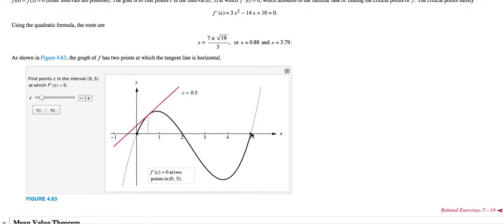So in this case we can take the derivative fairly easily. We get the derivative is 3x squared minus 14x plus 10, and we set that function equal to 0. And since this is a quadratic, we can use the quadratic formula to find the roots. We have (7 plus or minus the square root of 19) over 3. And you can see at those points, around 0.88 and around 3.79, we have a tangent line that is horizontal.